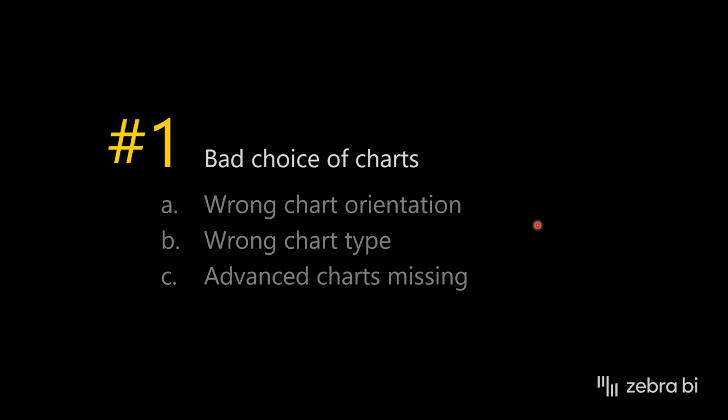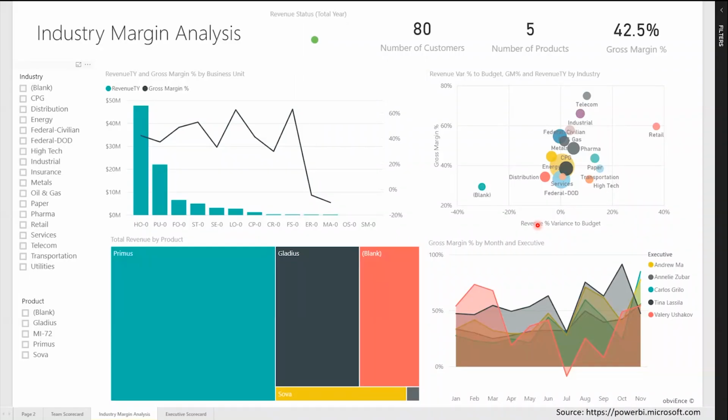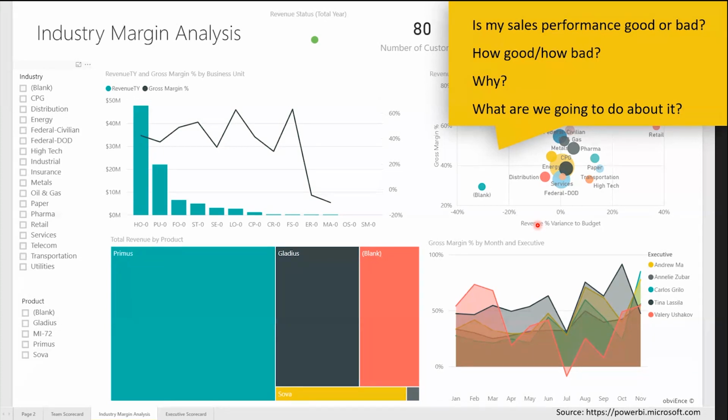So number one, a bad choice of charts. Not every chart, of course, is appropriate for every situation. So in this case, again, if you ask yourselves the same four questions, is my sales performance good or bad, right? And then you take a look at this picture and you see this line going down. It's like, oh no, our sales is going down or something. That's how you understand this line, right?